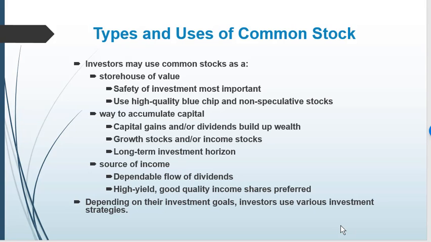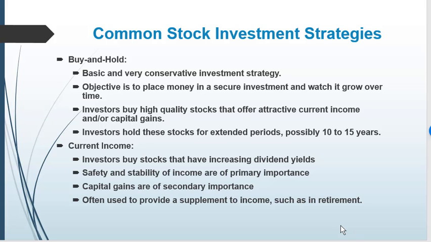They might also be planning on using stocks as a source of income. So they'll be looking for specific kinds of companies, high yield, good quality income shares. That's what they're looking for. So depending on their goals, right, that's going to depend on their actual strategies. So what strategies do we have? We have a buy and hold strategy. Basic, very conservative. You're going to possibly hold these shares for 10 to 15 years. And the objective essentially is to find a place in a secure investment and you watch it grow.